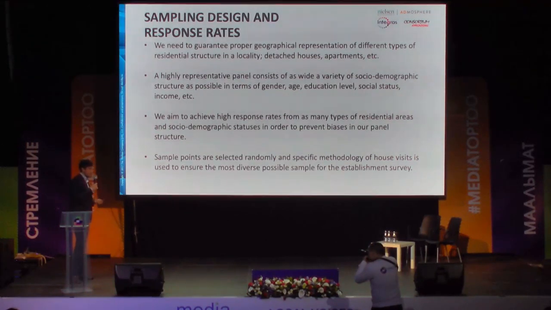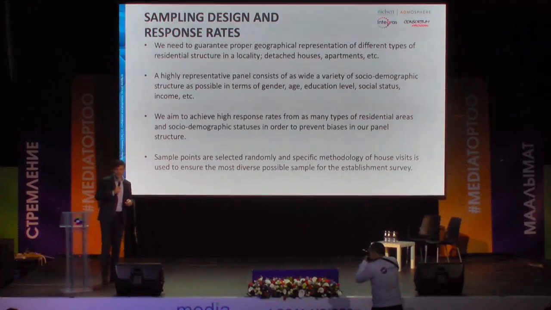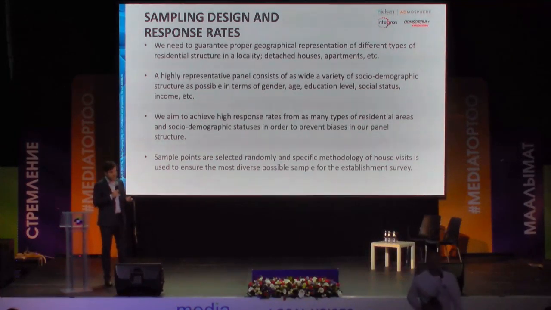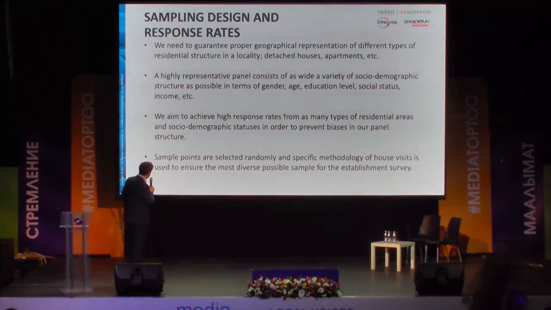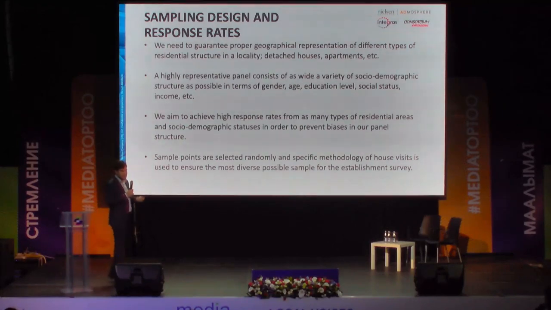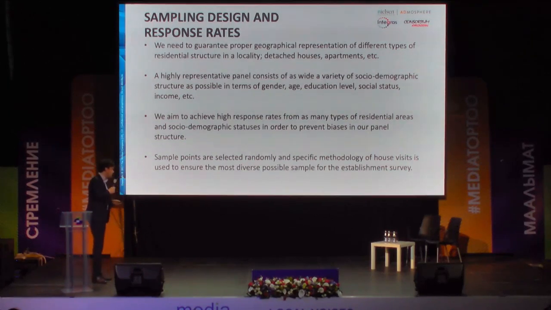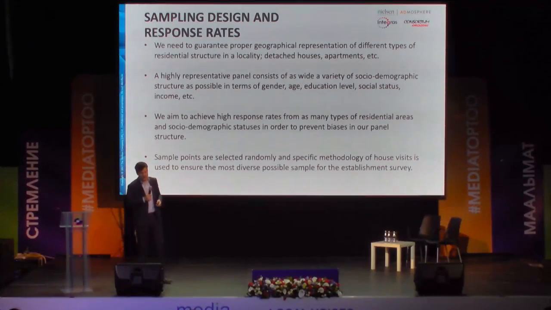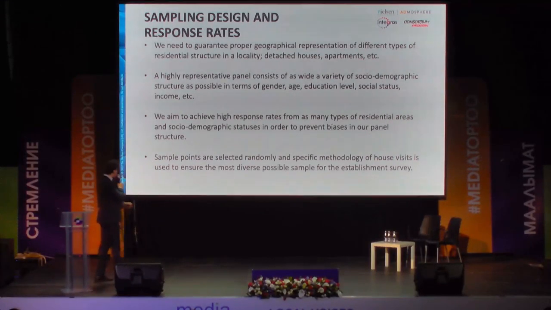What I mean by that is we need to be able to reach as many different types of people as we possibly can during the establishment survey. And by achieving high response rates, we can make sure that we can actually reach these people so that the establishment survey is as reliable as possible. Sample points are selected randomly, and there's a specific methodology to reach the houses in a random manner so that we know that the data we gather is not biased and it's more reliable that way.